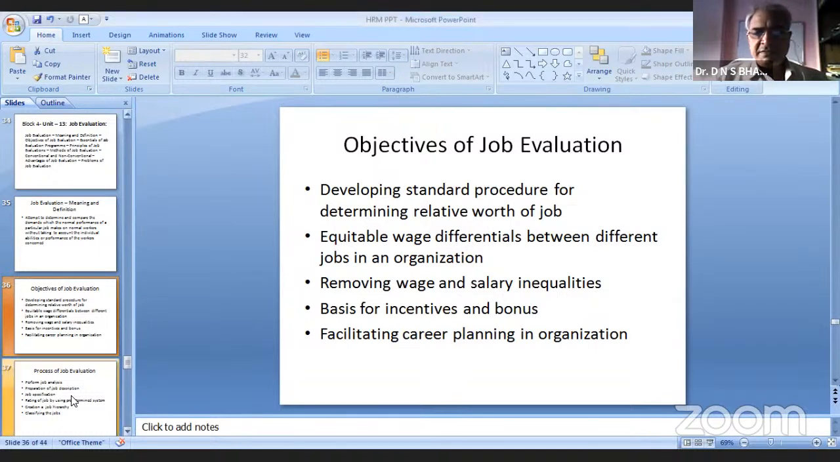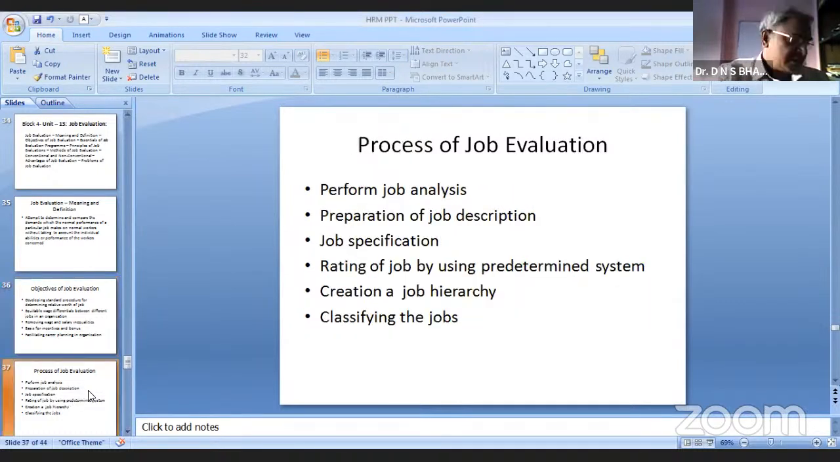Then the process of job evaluation is the main essay question in that area. So, what is the process of job evaluation?